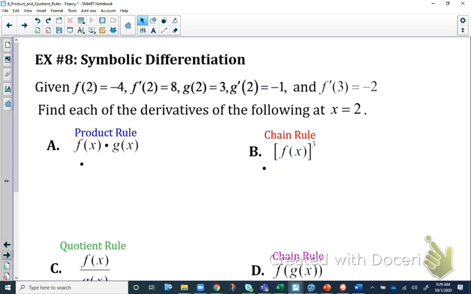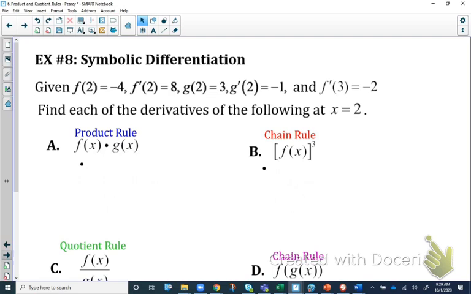Now this last bit that we're going to take a look at here, this is where we're looking at a couple of things more symbolically, where we just know that we have certain things. So we're given that function f at 2 has an output of negative 4, its derivative at 2 has an output of 8, and function g at the same input of 2 has an output of 3, and its derivative would be a negative 1. And it's also telling us that f prime of 3, so the derivative of function f at 3, is going to be a negative 2.